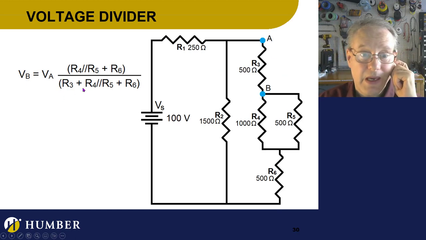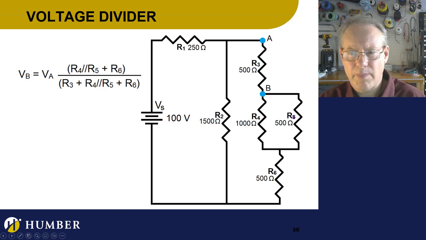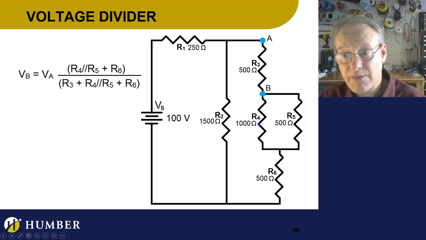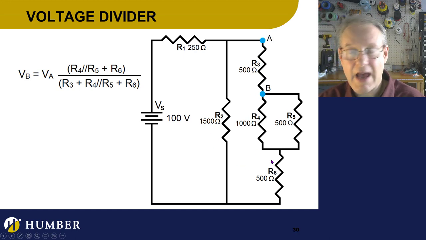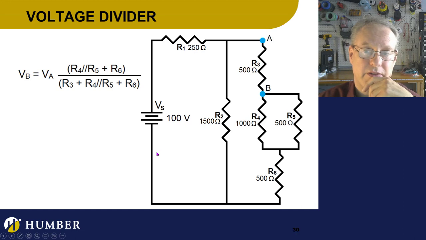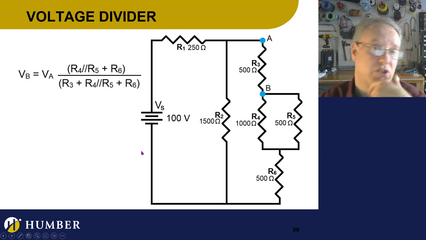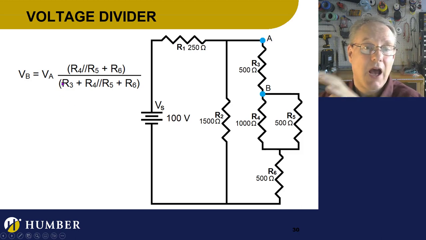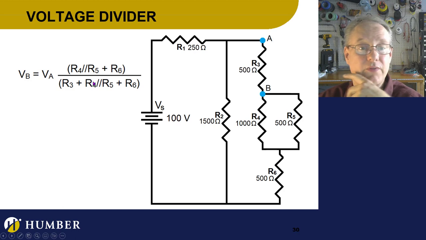My VB is going to be VA times this resistance. So that's going to be R4 parallel with R5 plus R6, over this plus this plus this, because this and this plus that all together is the total resistance of this branch. And that's how you're going to do that. Now, let me just explain how you would solve this. Well, I need to know the voltage at VA. If I actually had the voltage at VA, that'd be it. If I just knew VA, I could put it right in here because I have all of these values.